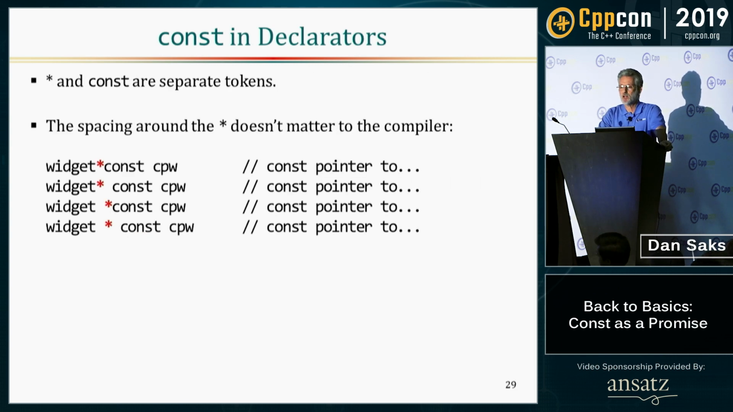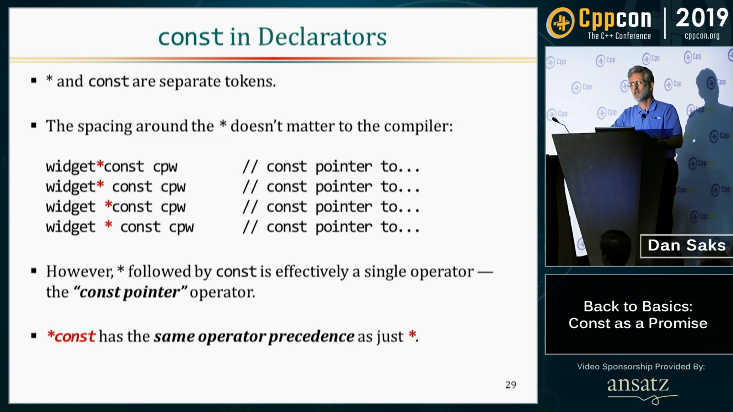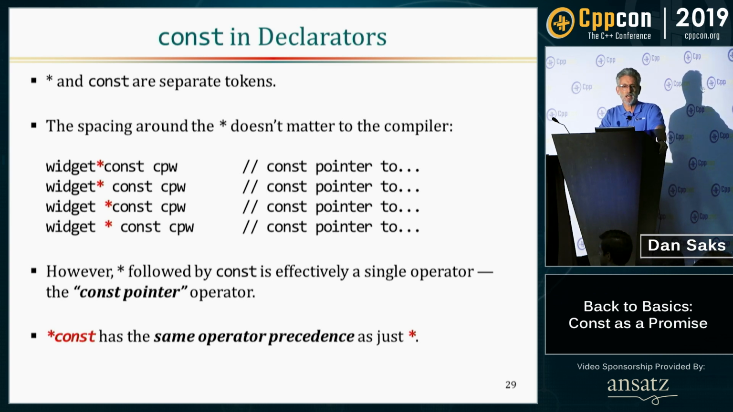Now the star and the const are separate tokens. How you space things, that's style. All of those 4 different variations are acceptable to the compiler. I happen to have a preference, and it's motivated by this: because the const is modifying the star to its immediate left, and in fact, grammatically, it's known as the const pointer operator, and the star const has the same precedence as the star by itself. So I remove the space between the const and the star just to reinforce that notion.